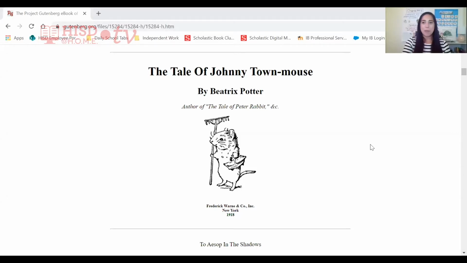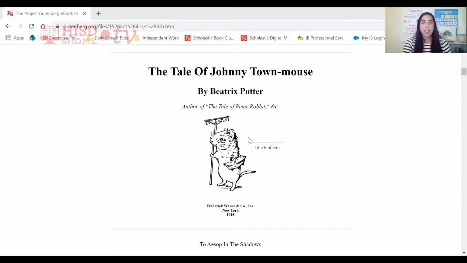I don't know if you remember this book, boys and girls, but we used The Tale of Johnny Mouse to help us with our plot. And we looked at this story to help us earlier in the weeks before. And we're going to use it again, The Tale of Johnny Mouse by Beatrix Potter.